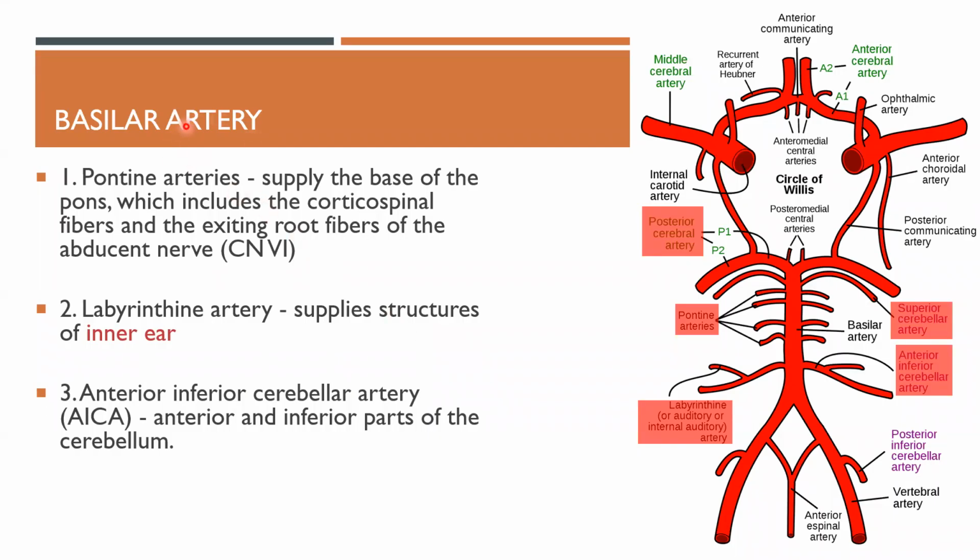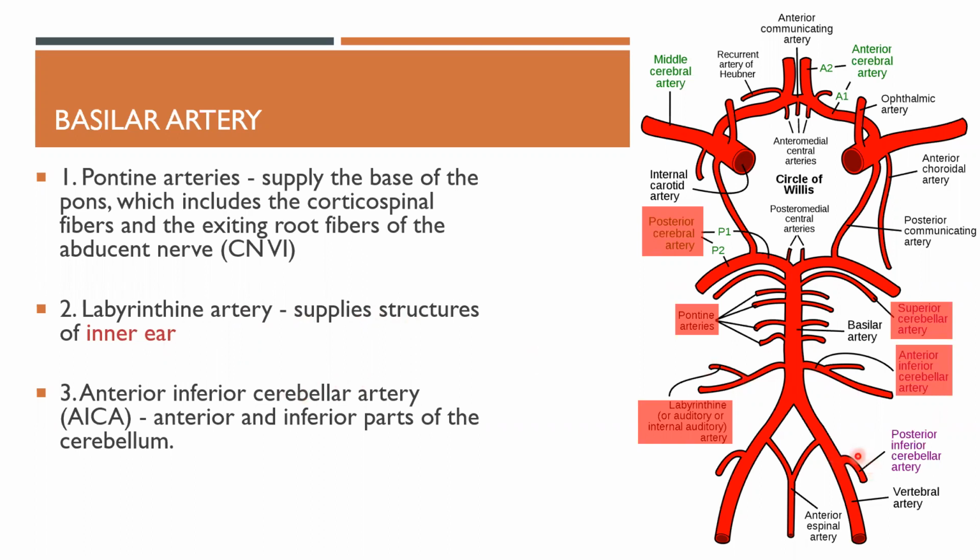Let's talk about your basilar artery. It has different branches. The pontine arteries supply the base of the pons, which includes the corticospinal fibers and the exiting root fibers of your abducens nerve, cranial nerve number 6. Cranial nerve 6 is responsible for lateral gaze, innervating the lateral rectus of the extraocular muscles, moving the eye laterally. You also have the labyrinthine artery that supplies the structures of the inner ear.